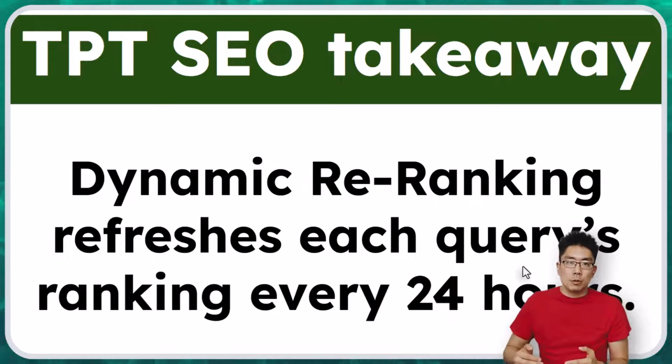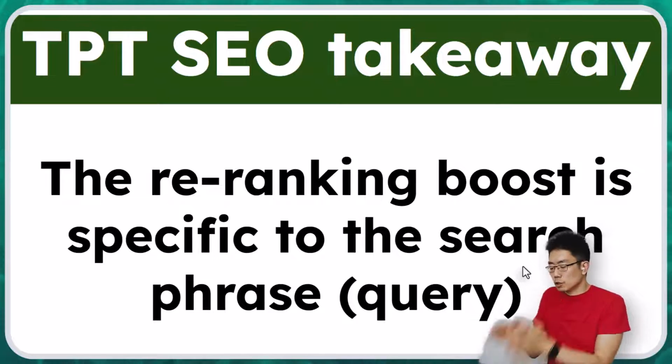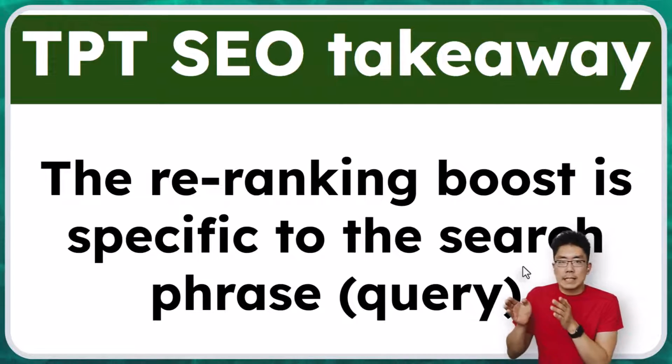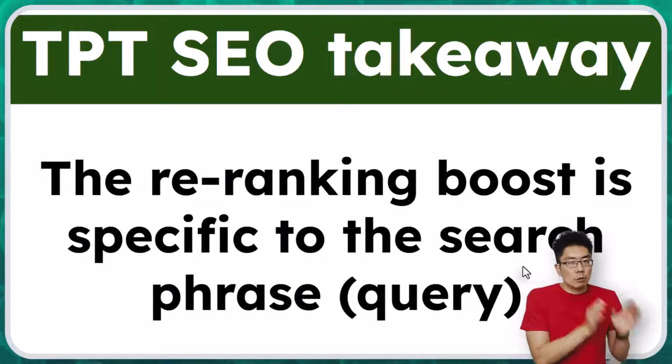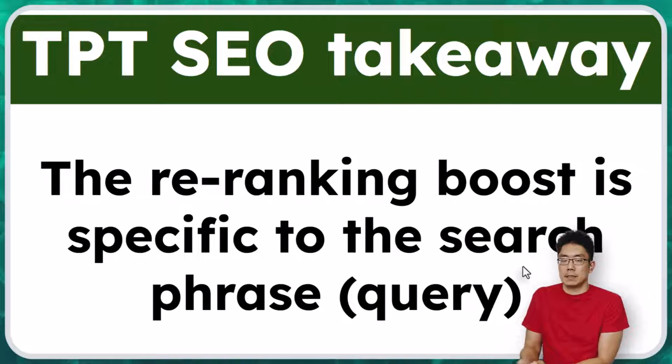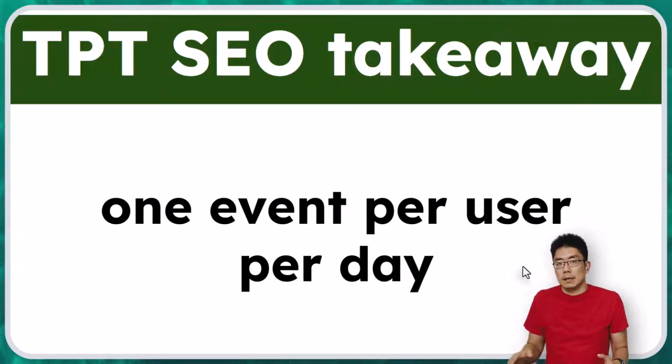That ranking boost updates every 24 hours. So this is probably every night at midnight. It just recalculates the dynamic re-ranking for all the search terms. And that re-ranking boost is specific to the search phrase. If I type grade 7 grammar and someone else types 7th grade grammar, those are 2 separate search phrases. The ranking boost will be different depending on which products seem popular. To prevent people from spamming this, it only counts 1 event per user per day.